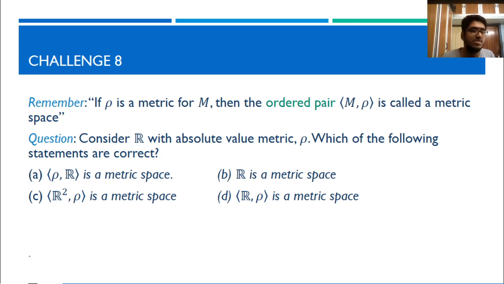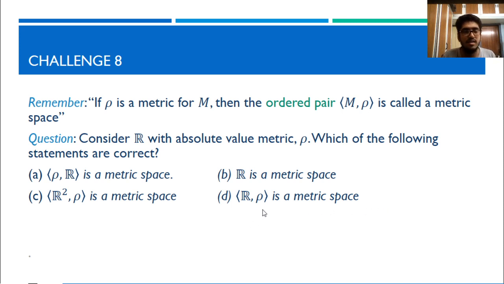So the last question we did yesterday is emphasizing the fact that a metric space is nothing but an ordered pair m comma rho, where rho is a metric for m. Now a few of the viewers had doubts on the same, so I am going to quote this again.